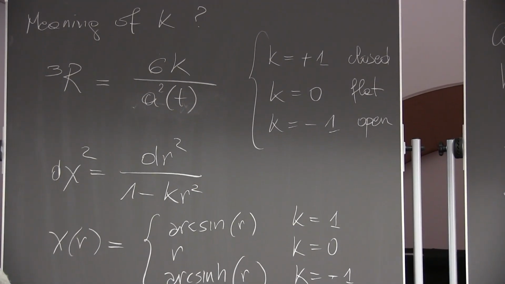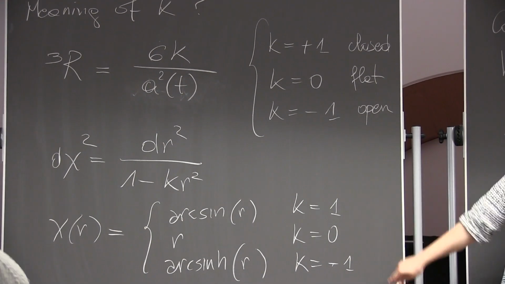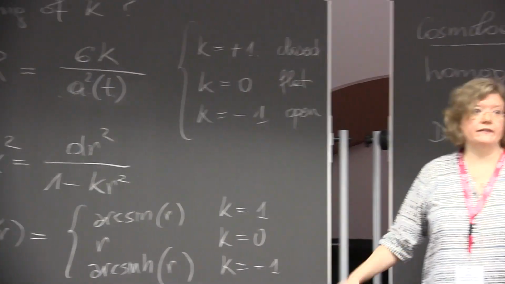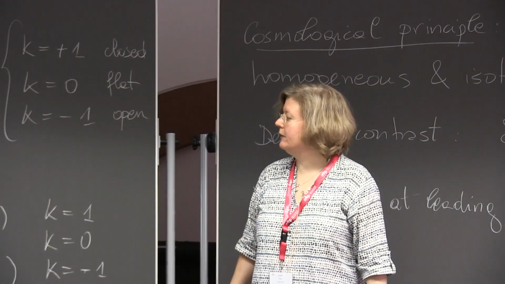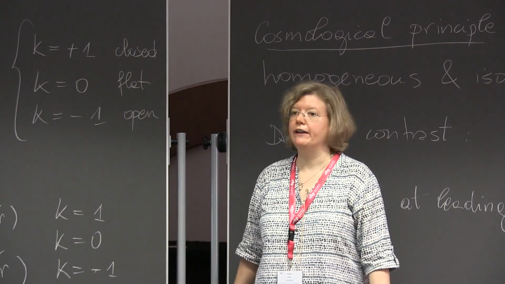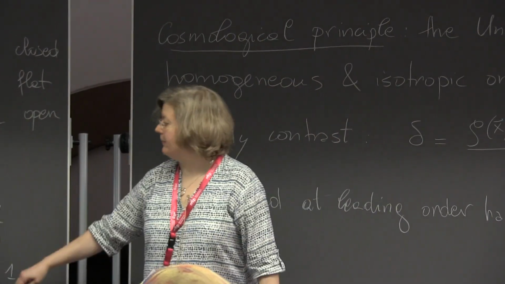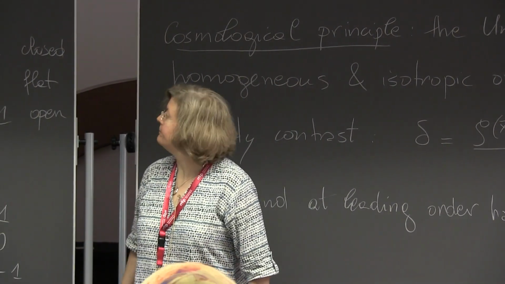In this way, if you go to the variable chi instead of the variable r, you can treat all the 3 different spaces in the same way, just using d chi squared instead of dr squared. And you substitute the solution depending on the value of k.